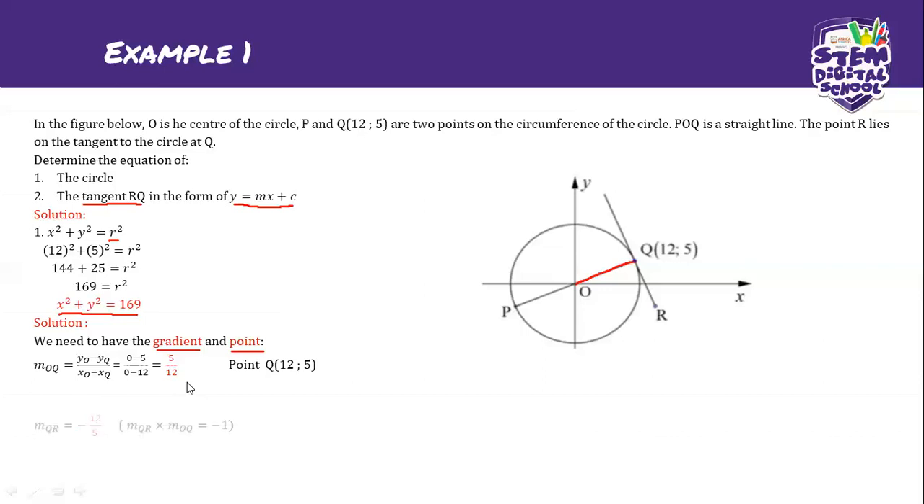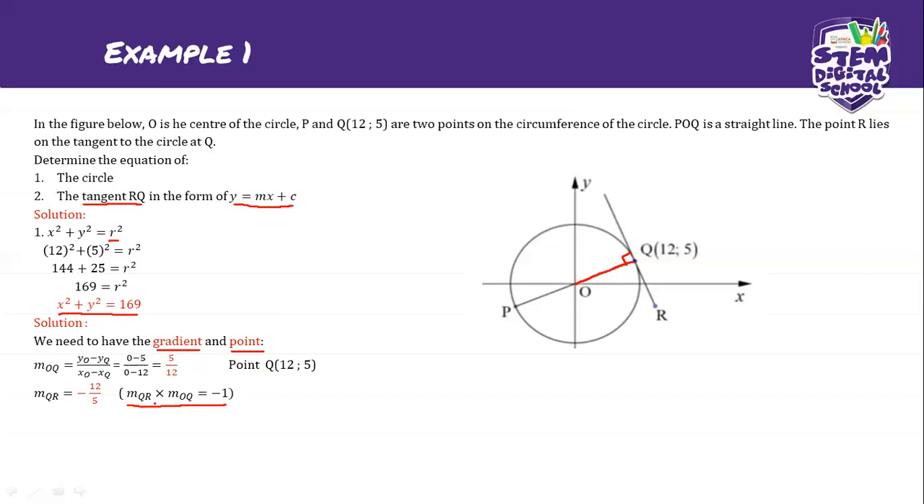And then the next step, all right, we have obtained the gradient now of QR, which is equal to -12/5. But how do we obtain that? Now you remember that if we have a line from the center here, it's always perpendicular to the tangent, meaning they form 90 degrees there. This line here, which is OQ, is always perpendicular to the tangent, right? Then we are going to use this formula to determine the gradient of a tangent.